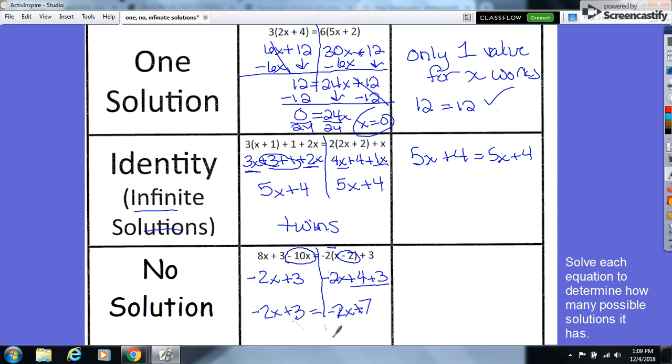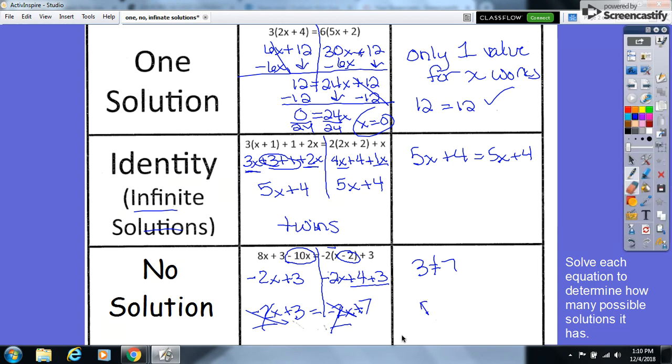So this equation is trying to look like it's going to be twins, because if you'll notice, you've got the negative 2 and the negative 2. However, if I were to eliminate those, I'm left with 3 equals 7. 3 doesn't equal 7. 3 will never equal 7, and there is nothing that I can multiply both of these sides by to make these two numbers equal to each other. So this equation has no solution, because there will never be a value for x that you can plug in that'll make that work.